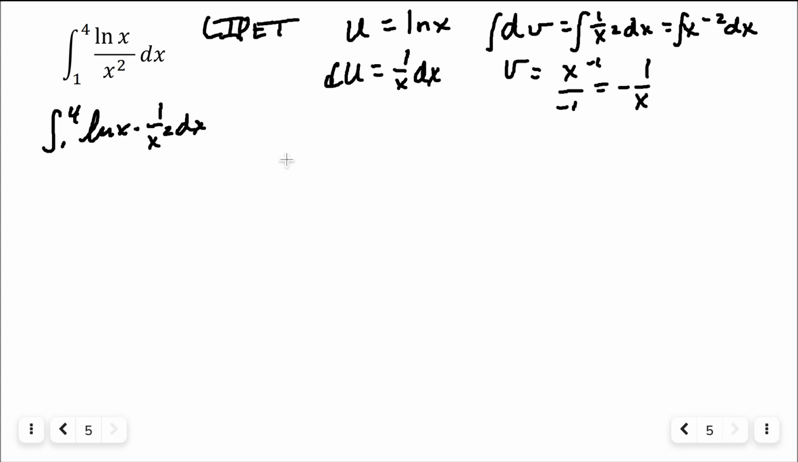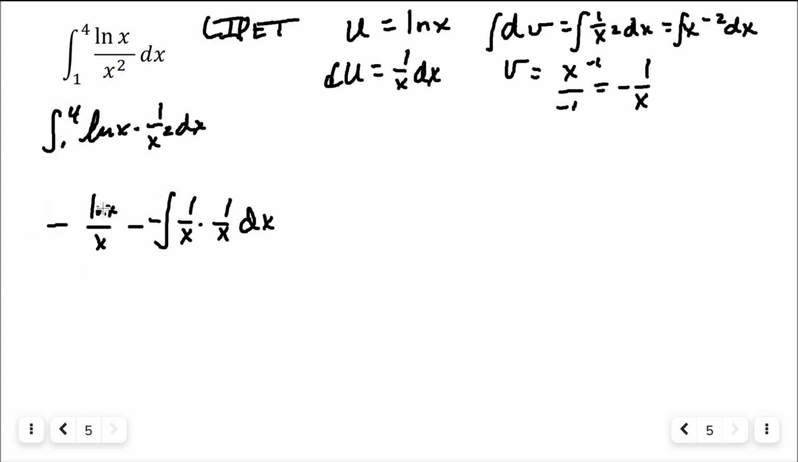Let's make that negative 1 over x. So it's going to be uv. So that's negative ln x over x, uv, minus the integral of v. So I'm going to put this negative out here, v du, times another 1 over x dx. All right, so now in terms of evaluating, we're going to evaluate this from 1 to 4.